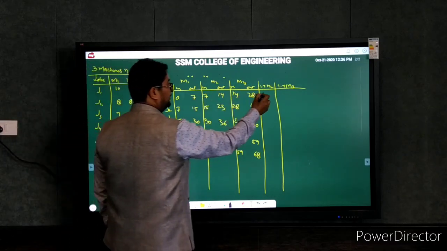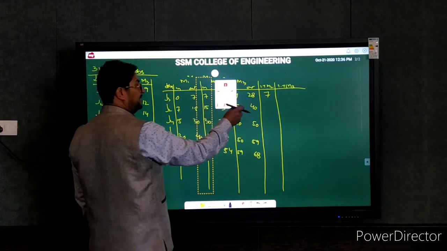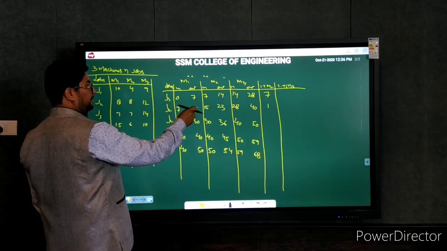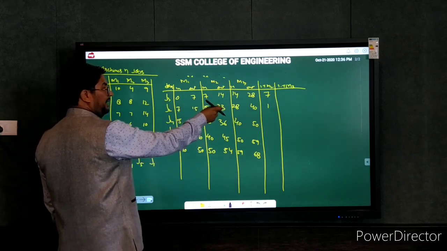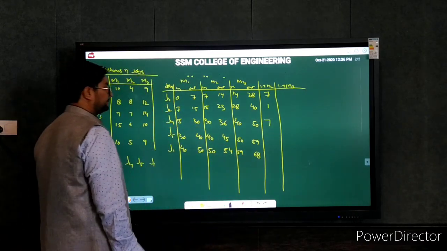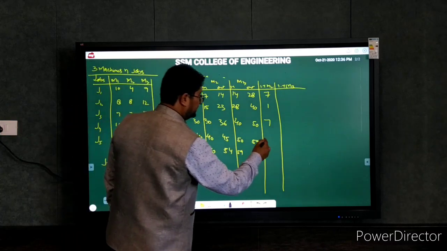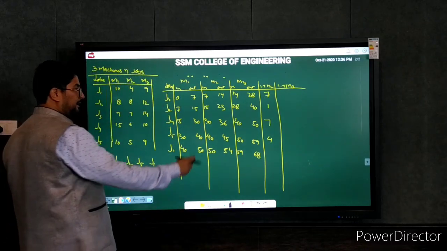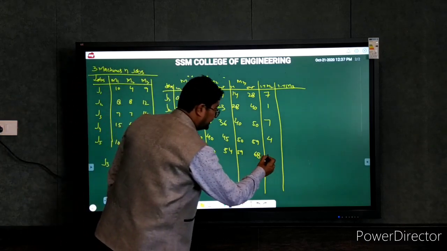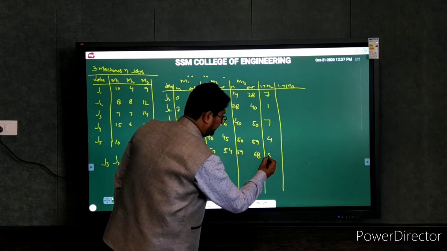Idle time here is 7. Then 14, it was available, but we have taken next job at 15. So it will be 1 here. Then 23rd, at 23rd this was available, next job was taken at 30, so 7 again. 36, next job was taken at 40, so there is idle time of 4. At 45, this was completed, but next job was taken at 50, that is 5.